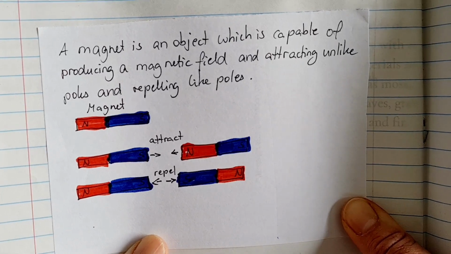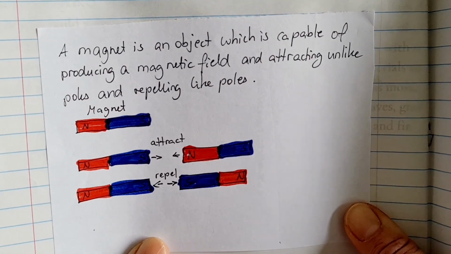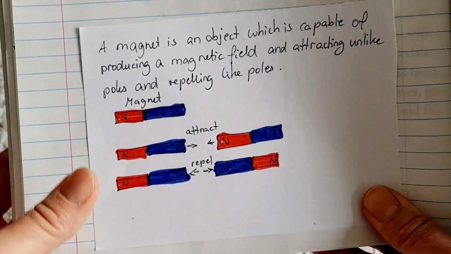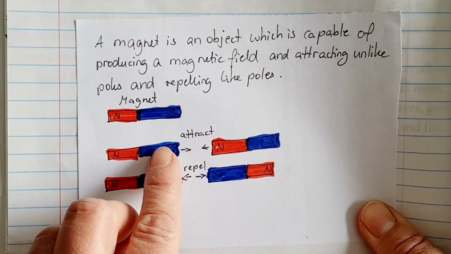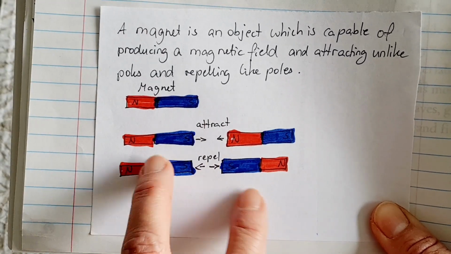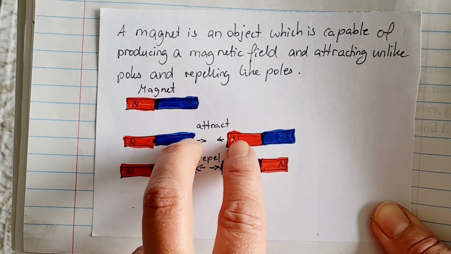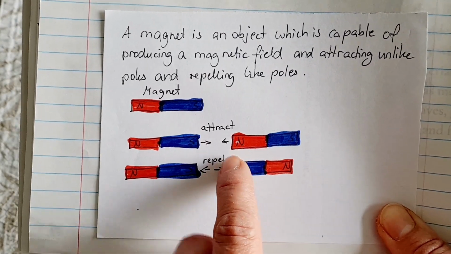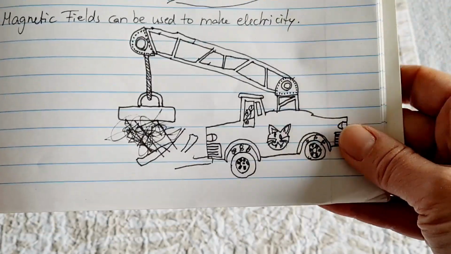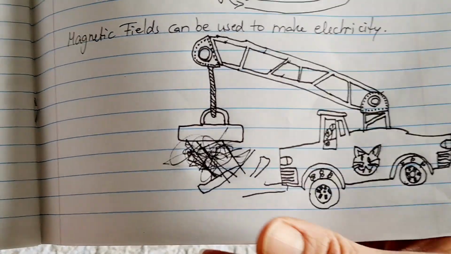A magnet is an object which is capable of producing a magnetic field, attracting unlike poles and repelling like poles, which means, let's just say, here's the magnet. If we have the same poles towards each other, they repel, so they push away from each other. This is why you sometimes can't stick magnets together. But if you turn one of them around the other way, they attract each other. So this is, for example, how these big scrap metal trucks can pick up all these steel pieces.